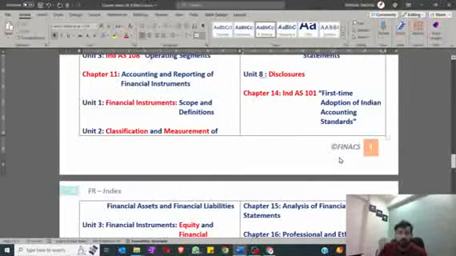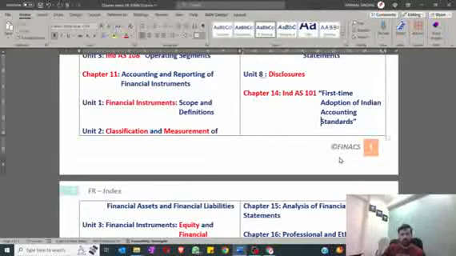So we were discussing Ind-AS 101, the first time adoption of Indian accounting standards. I told you that this is a transition provision. When any company is first time converting its books from the old regime to the new regime, that is, it is first time complying with Indian accounting standards, this Ind-AS tells what all provisions shall be applied when you are first time adopting the Indian accounting standards.